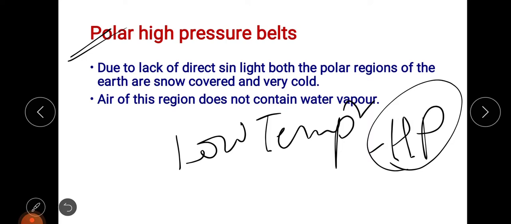So these are the four pressure belts. All of you go through the textbooks and read this part.